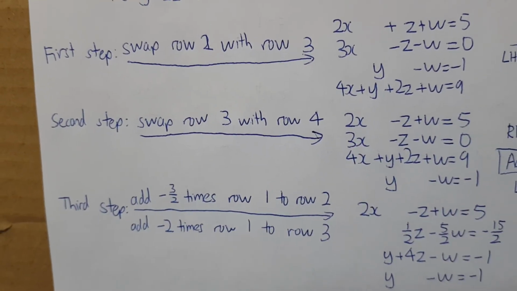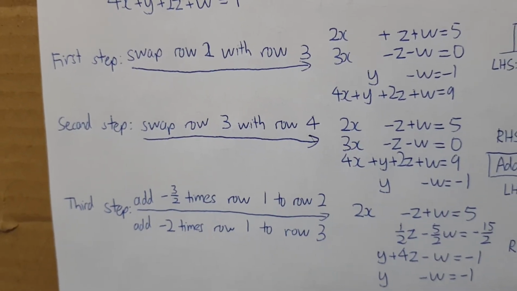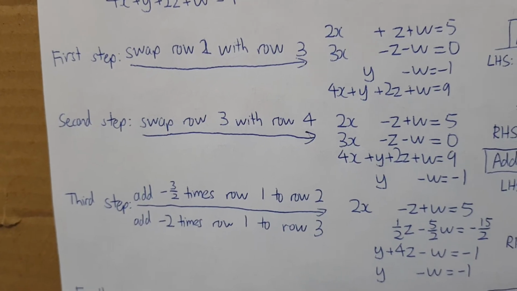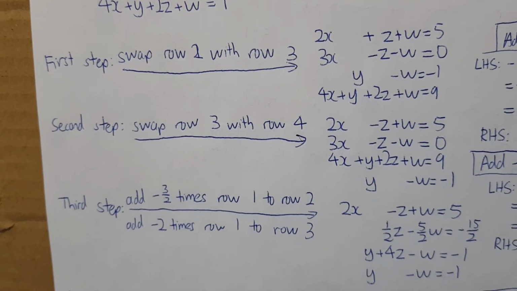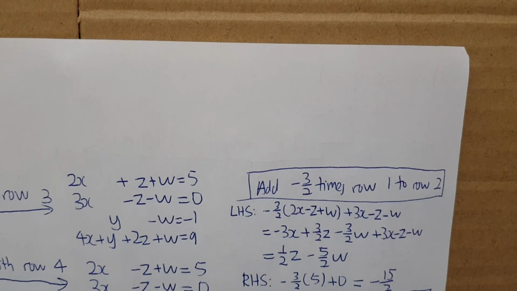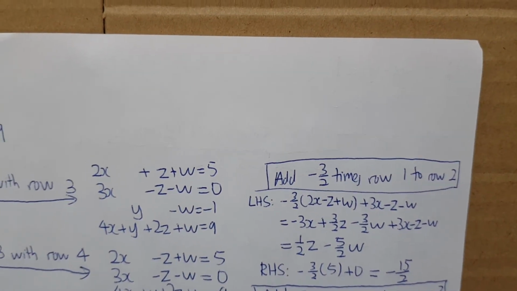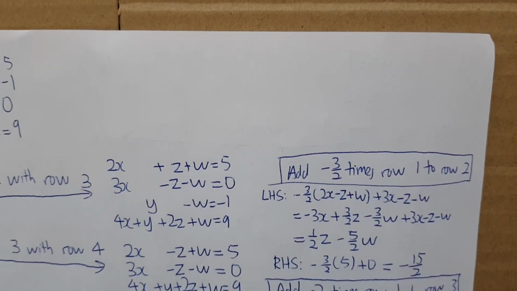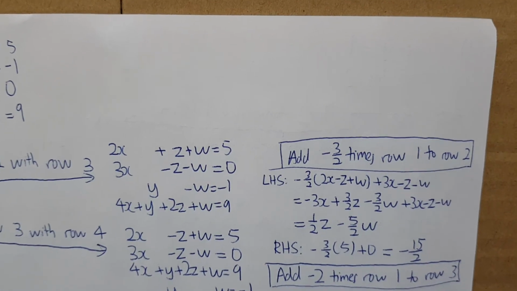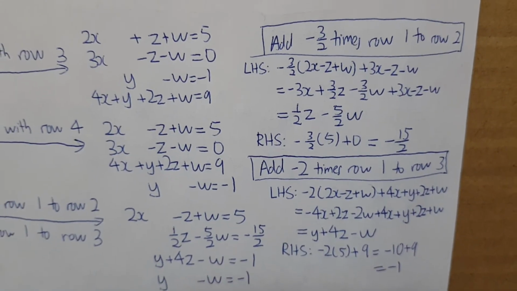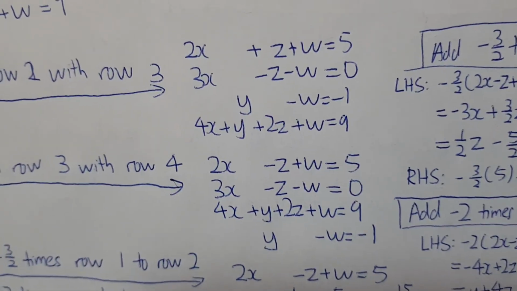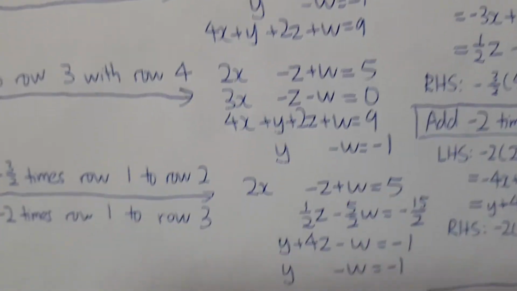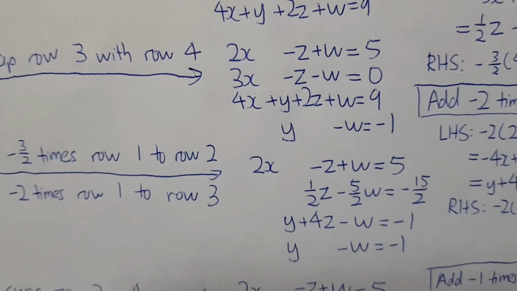So to eliminate the x variables, we add minus 3 over 2 times of row 1 to row 2 and add minus 2 times of row 1 to row 3. So these are the steps again. I won't go into detail. So this is how it is for the add minus 3 over 2 times and then add minus 2 times of row 1 to row 3. We get this equation.